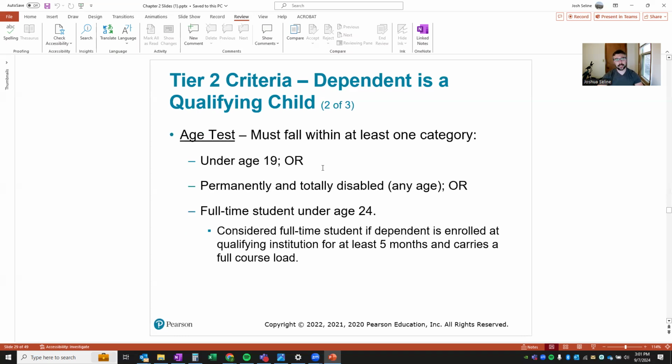And here we have the age test. Under age 19, or permanently and totally disabled, which qualifies for any age, which I have seen. Or a full-time student under the age of 24 at a qualifying institution. Like you guys would all be qualifying dependents on your parents' tax returns, assuming you're a full-time student and under the age.